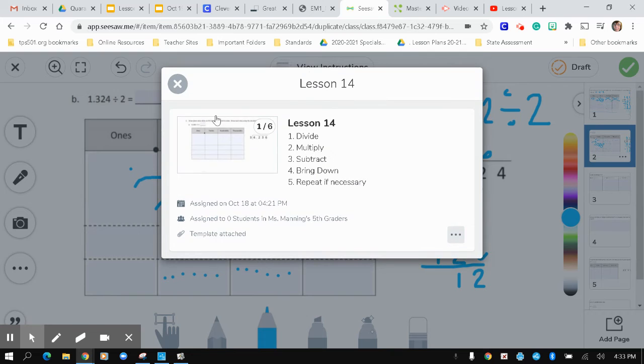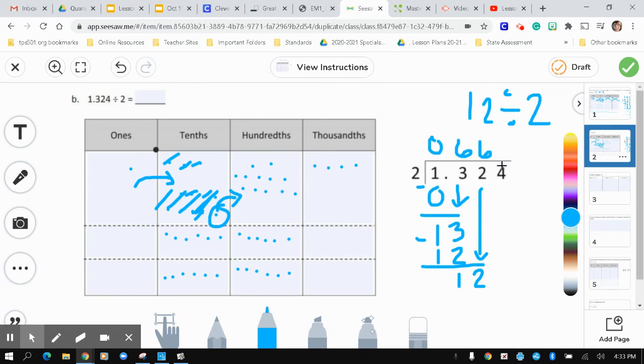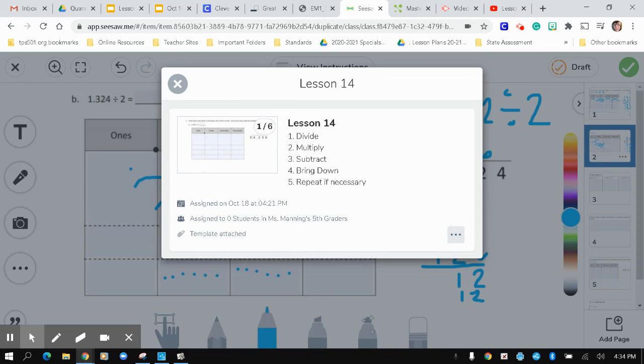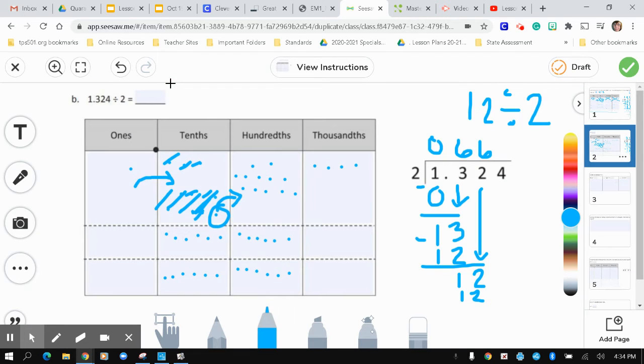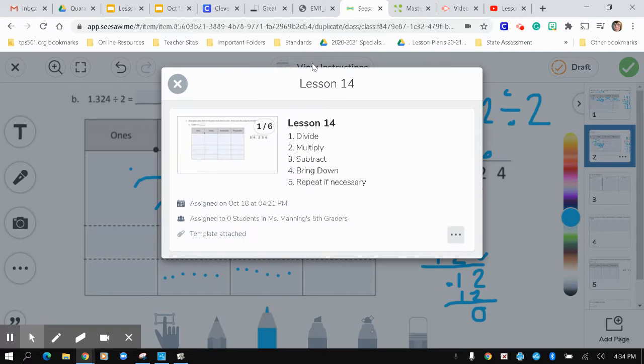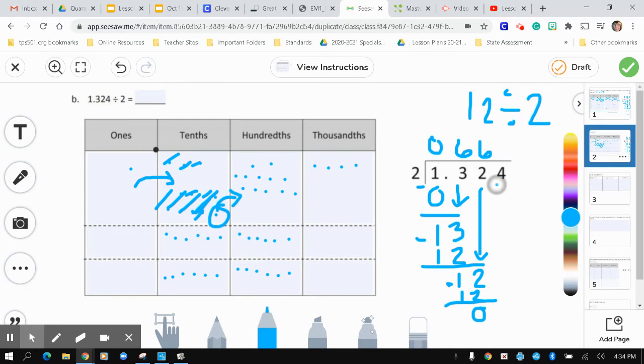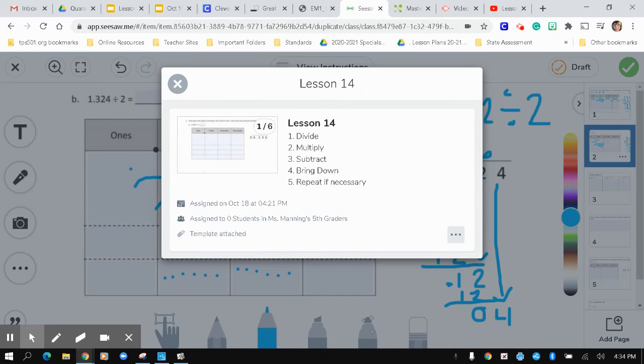Now we are at step 2, which is to multiply. We're going to multiply our partial quotient times our divisor. 6 times 2 is 12. So now we are at subtract. So we're going to subtract 12 minus 12, which gives us 0. So now we are at step 4, which is to bring down. Did we have something to bring down? Yes. So then we repeat.